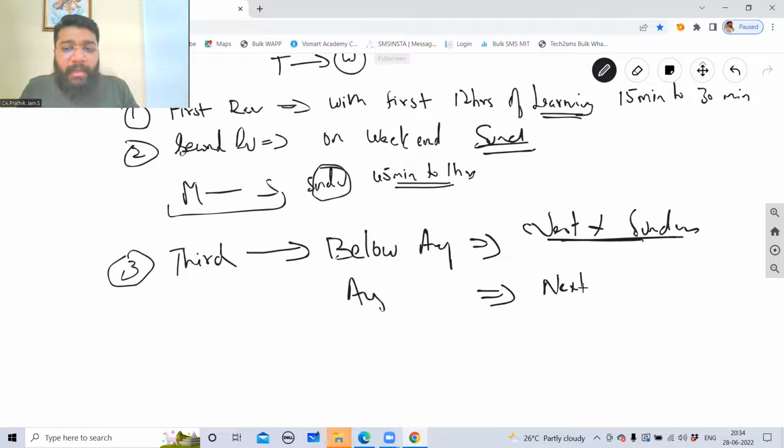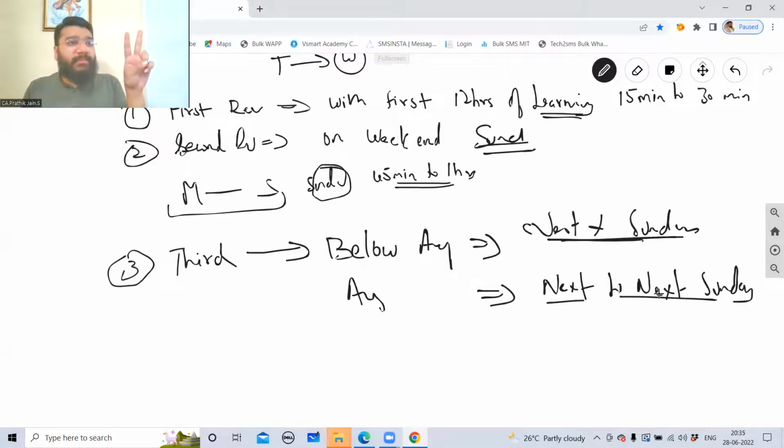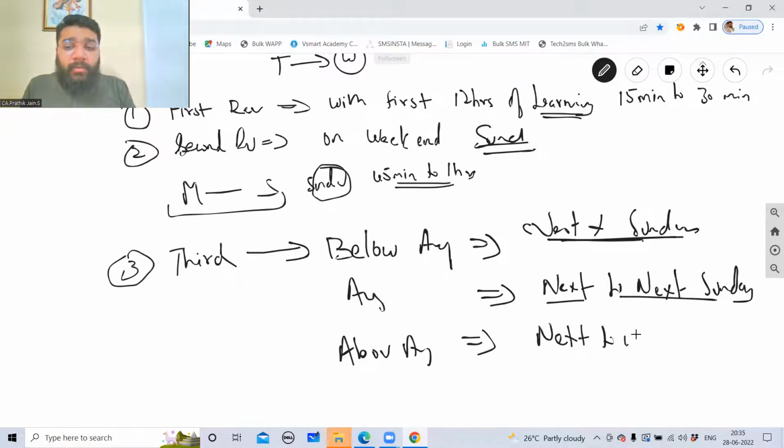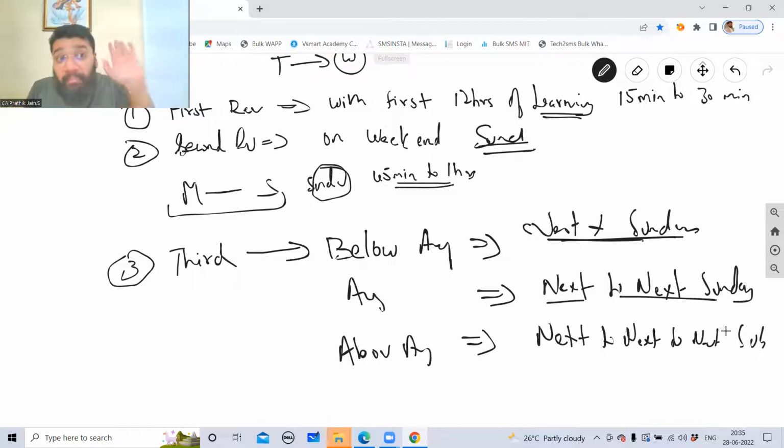So the next revision will be next to next Sunday. Can I say next to next Sunday means you're giving a gap of 2 weeks? So after 15 days, you're doing the third revision. Let's suppose your memory power is above average. In that case, you can do a revision next to next Sunday, which means you can effectively give a gap of 3 weeks to 4 weeks maximum. 3 to 4 weeks maximum gap you can do.